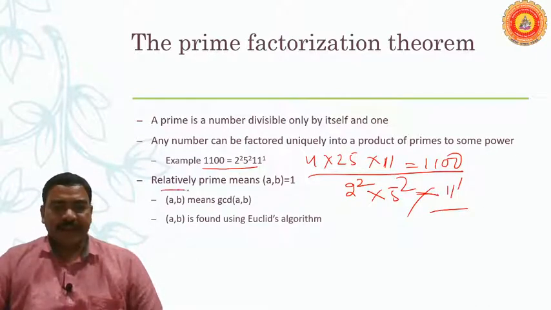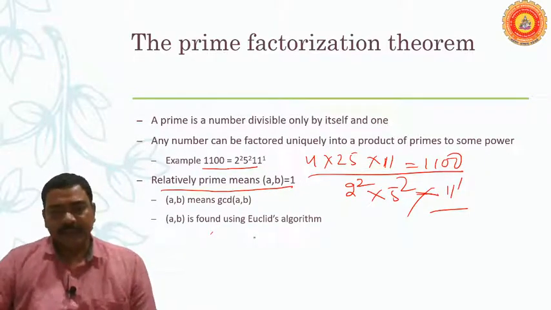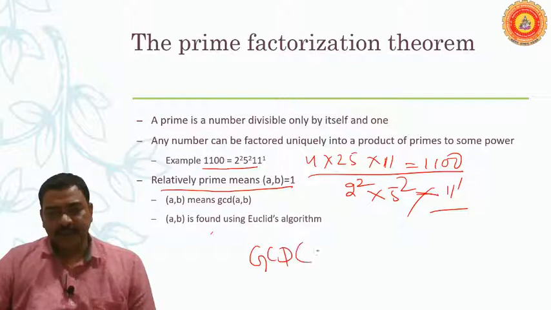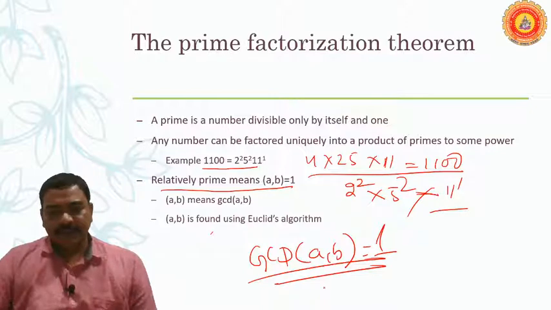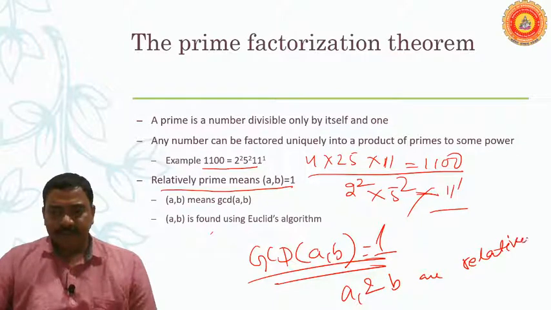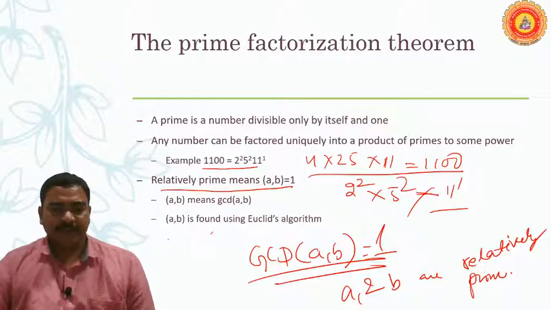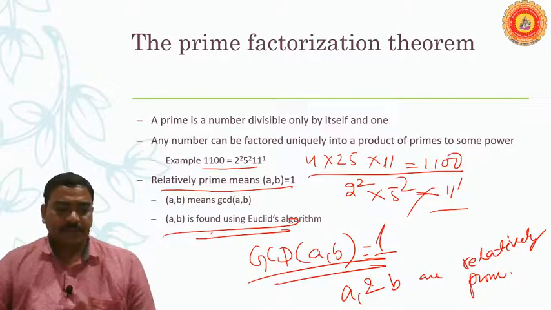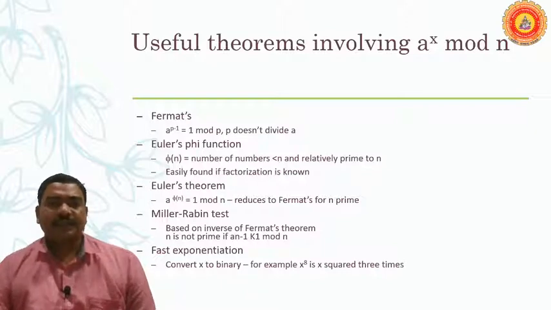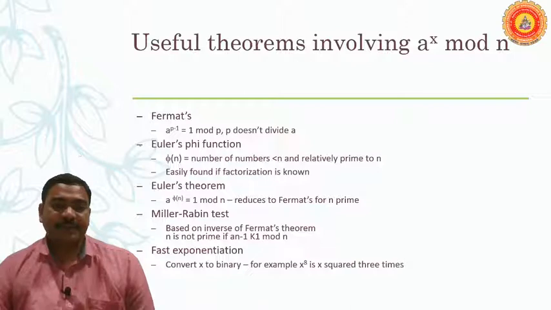Relatively prime, as we have already discussed in the extended Euclidean algorithm, means that if the GCD of two numbers A and B is 1, then A and B are relatively prime. Next, useful theorems involving a to the power x mod n, we will discuss in the next slides.